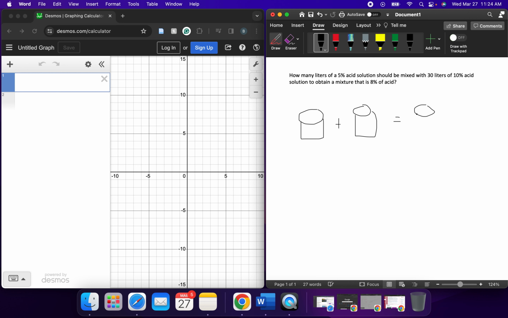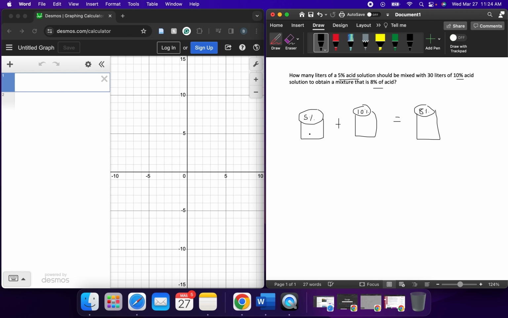And to set up this problem, I'm going to put the percents at the top. So it says how many liters of a 5% solution. So I'm going to put 5% in the first one. Should be mixed with 30 liters of a 10%. So this one's 10%. To create an 8%. So what we want to create is going to go over here after the equal sign.